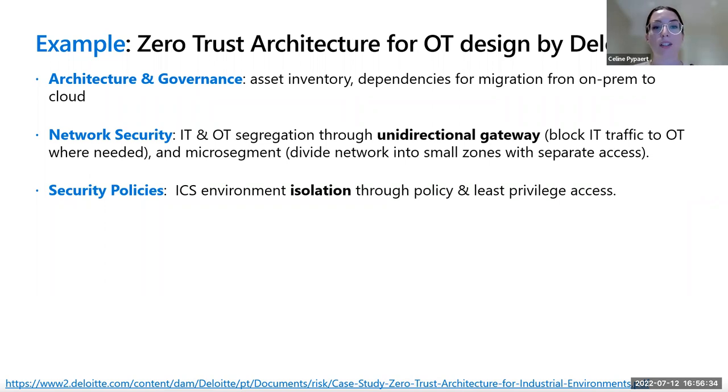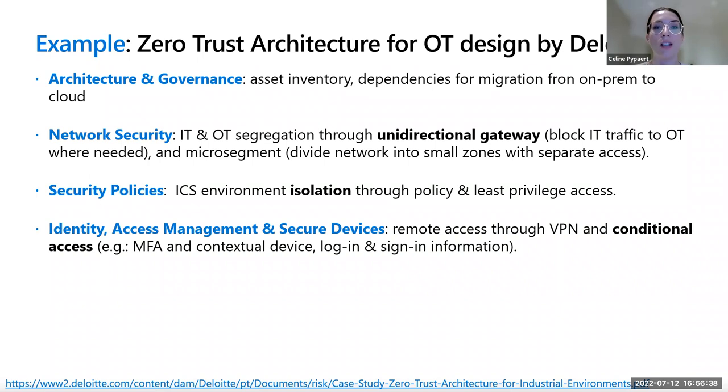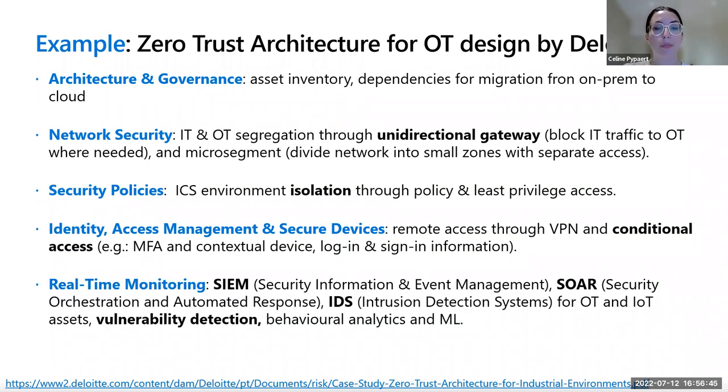And then looking at environment isolation through centralized policy and least privileged access, remote access through VPN, but also using conditional access. Because again, a VPN is not enough anymore. It's not enough to just have a VPN. And then also looking at real-time monitoring.